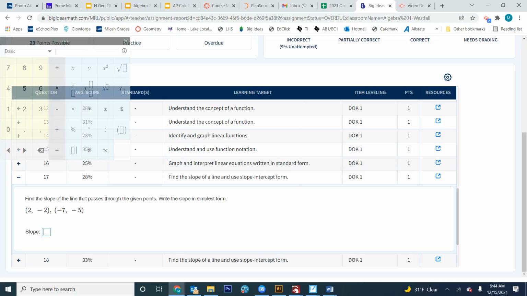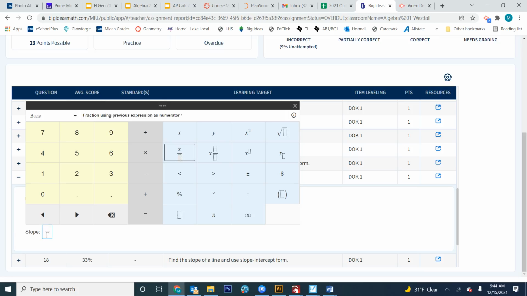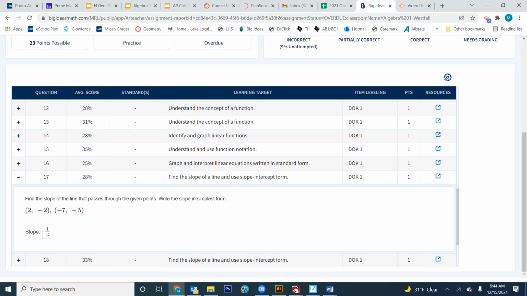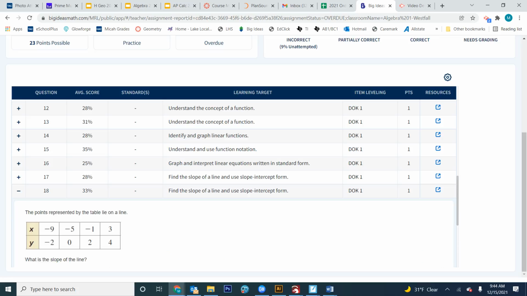Is everybody okay typing a fraction in? I think you hit it. You hit this right here, right? And then let's just go 1, 1/3. Is everybody okay? Reduced fraction for slope. Let's see. That's 17, 18.